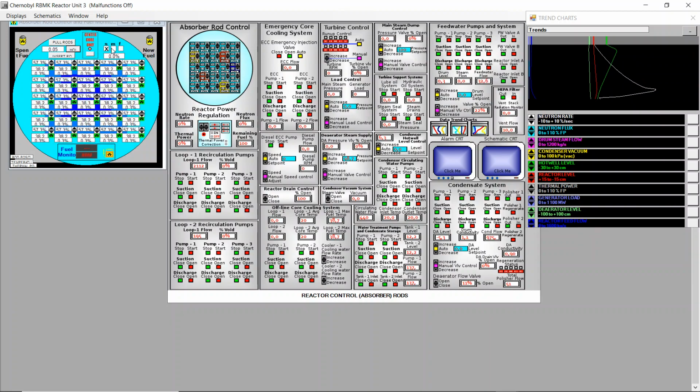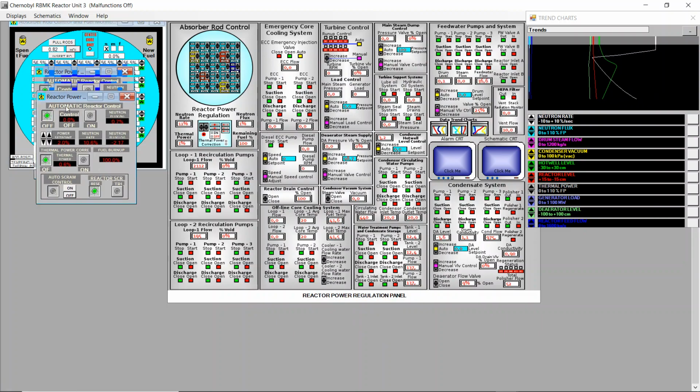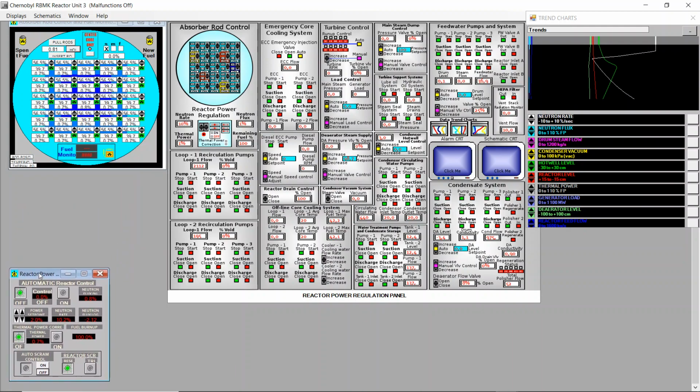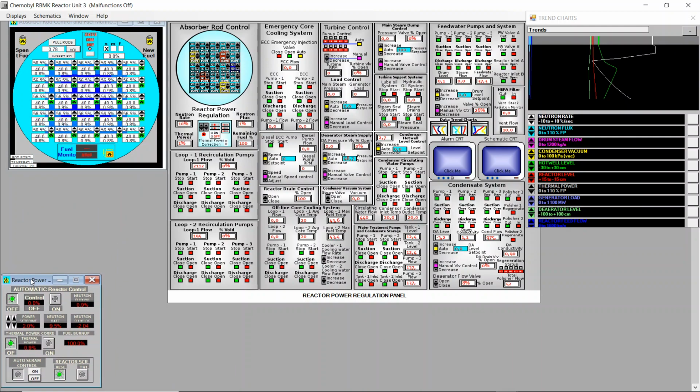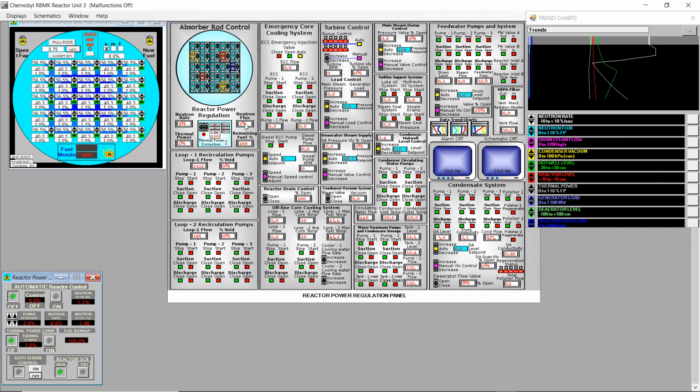Okay, and meanwhile we will pull a bit more rods, keeping an eye on the neutron rate here. And hold. Now I will already open the reactor power regulation, which automatically controls the reactor power, because we are already at a neutron flux of 1%, so I will reduce the neutron flux here.